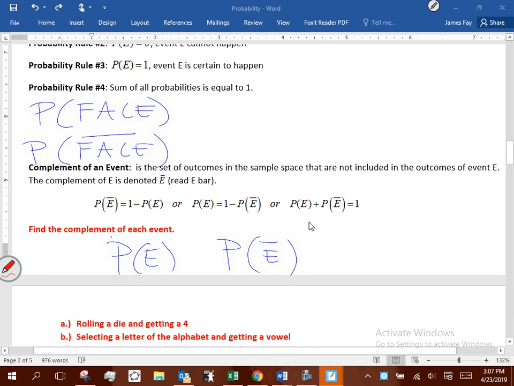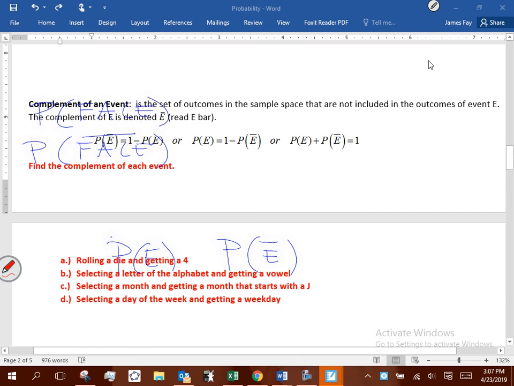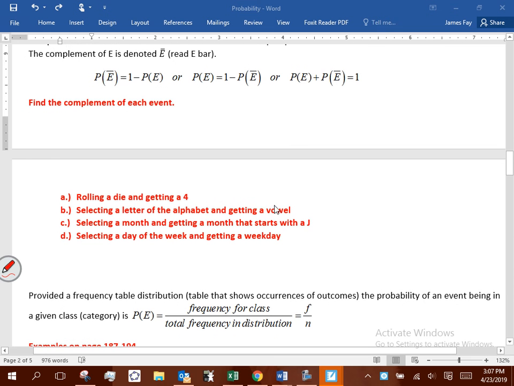If we look at some examples down here at the bottom, I don't want the probabilities, but if I rolled a 4, what's the complement of rolling a 4? The probability is 5 out of 6, but the complement is 1, 2, 3, 5, and 6, isn't it? Does that make sense? So 4 is the event. That would be E. This here would be E bar.